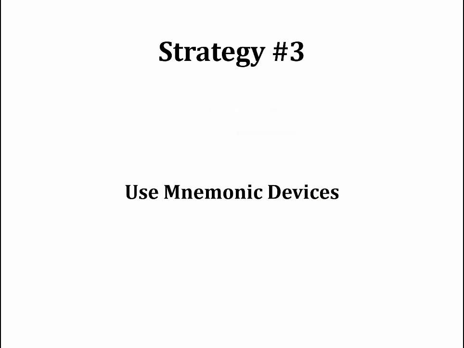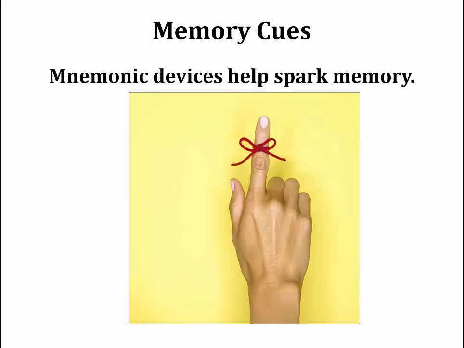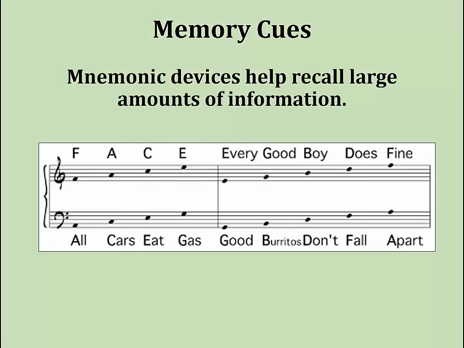Strategy number 3, use mnemonic devices. Memory strategies or mnemonic devices hold a common structure of some kind that can easily be linked to the target information that we want to remember.